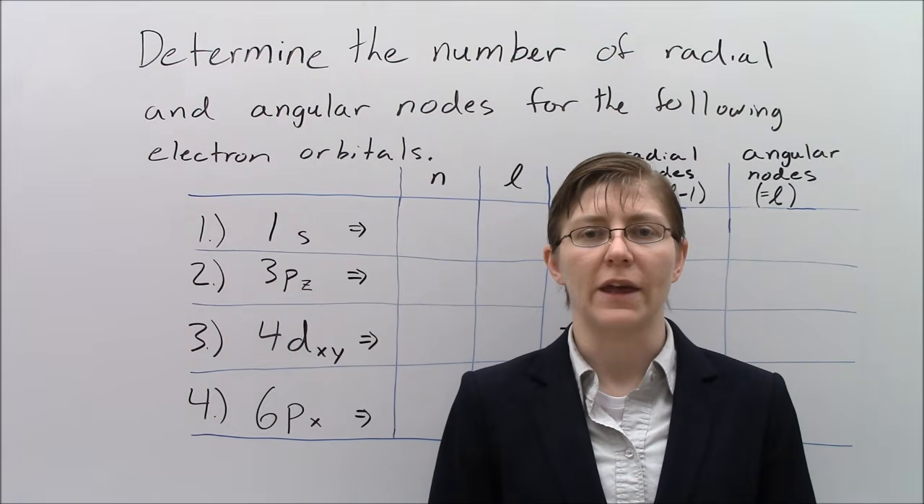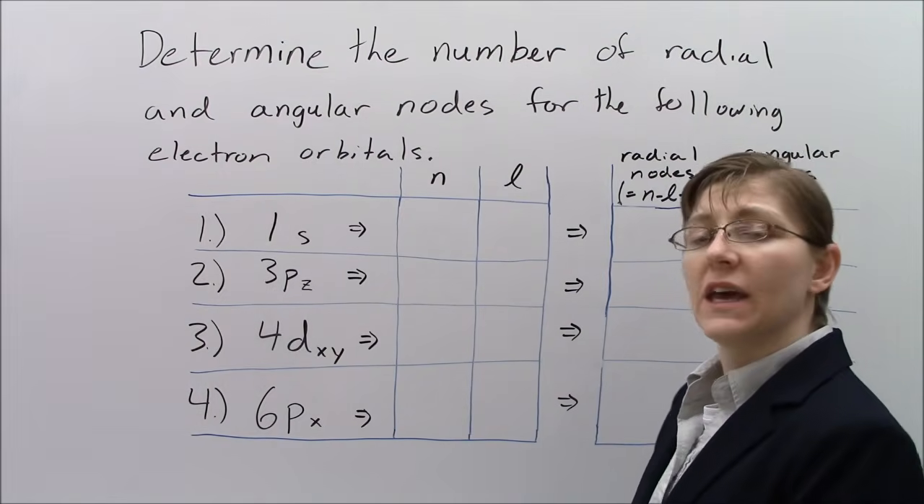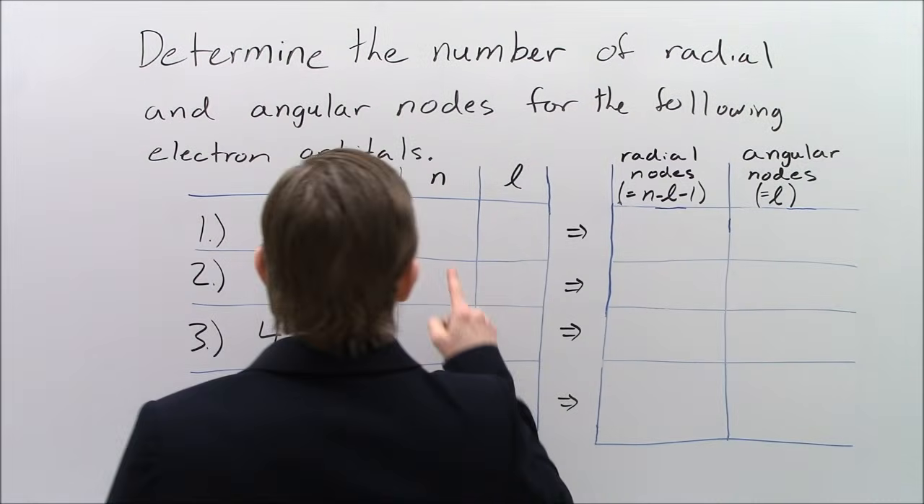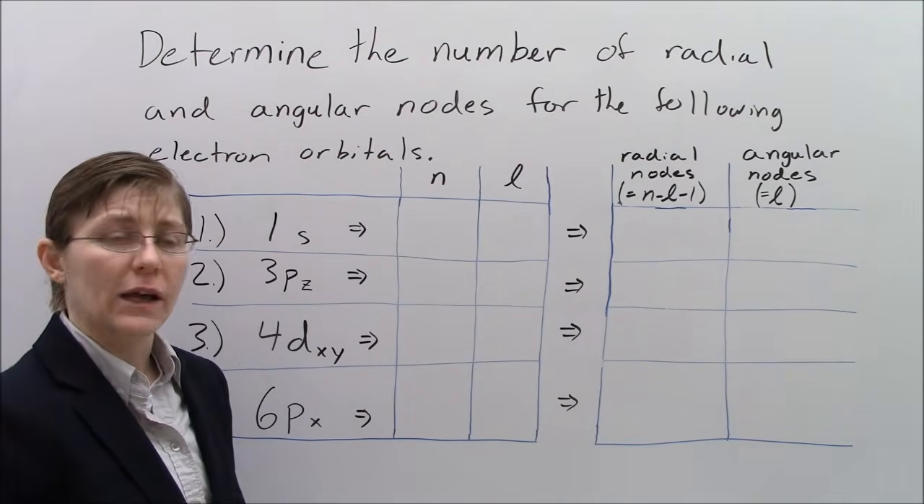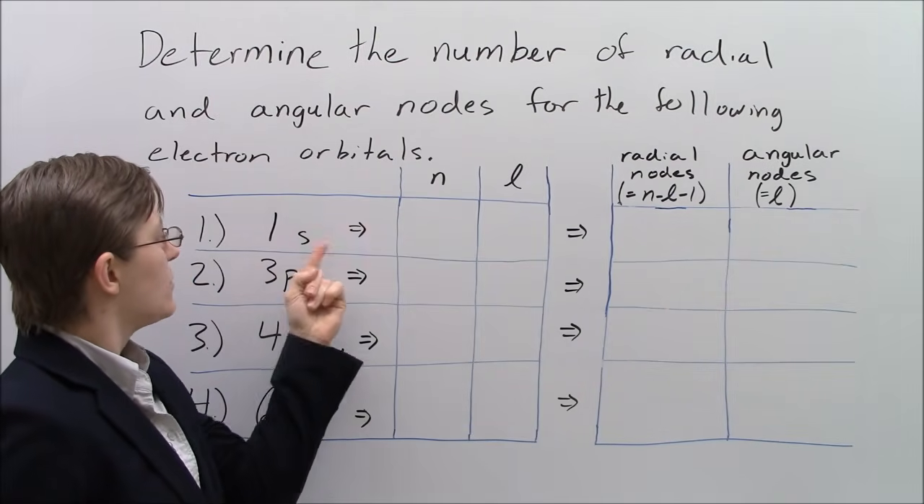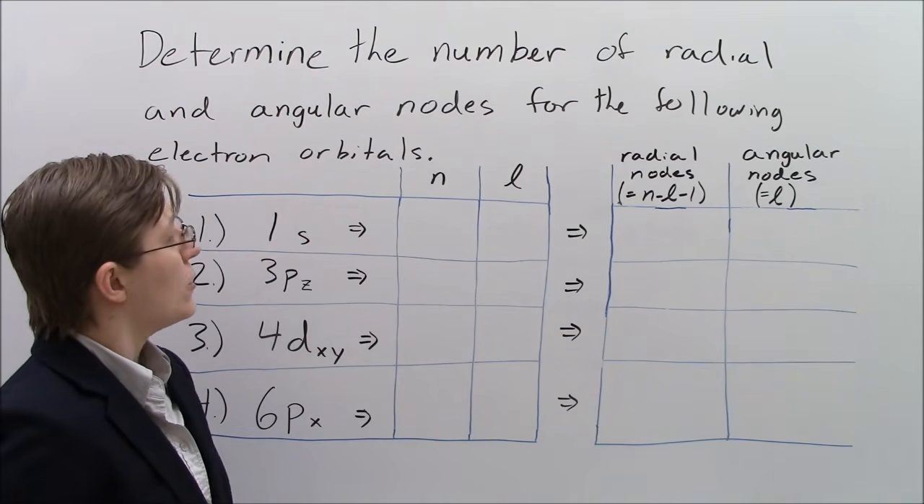In this video, we will look at how to determine the number of angular nodes and radial nodes in a given electron orbital. Let's remember that our principal quantum number n is related to the numerical value to the left in our electron orbital, and that our angular momentum L is related to the letter. In this case, L would be 0 for an s orbital.